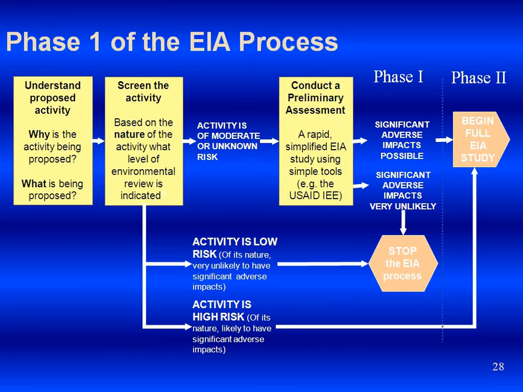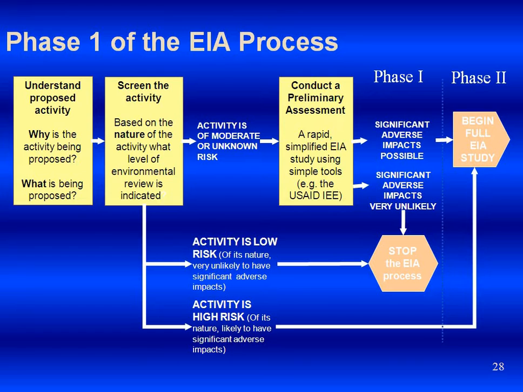In this case, the rapid EIA involves two phases. Significant adverse impacts possible: what type of significant adverse impacts are going to happen, and what is a significant adverse impact, very likely, unlikely, may not happen. One option is that it is possible to happen, the other is unlikely. Similarly, if the activity is of low risk, you are unlikely to have significant adverse impacts, so in that case you stop the EIA process.